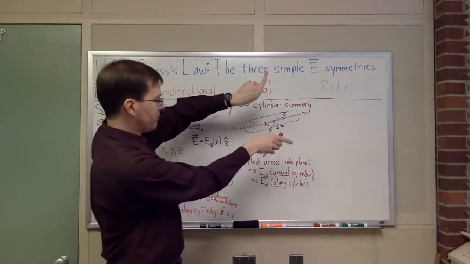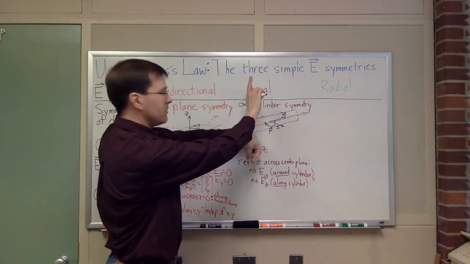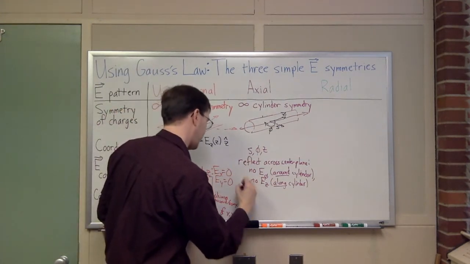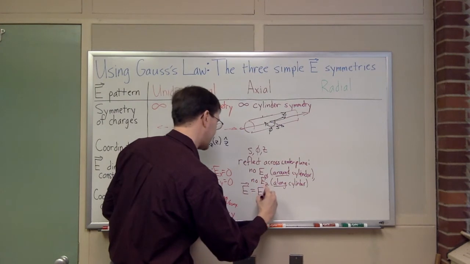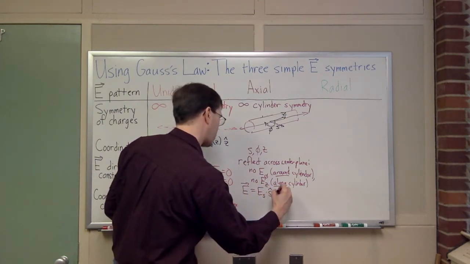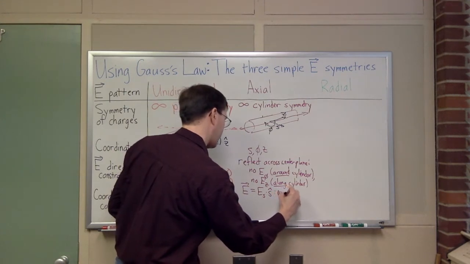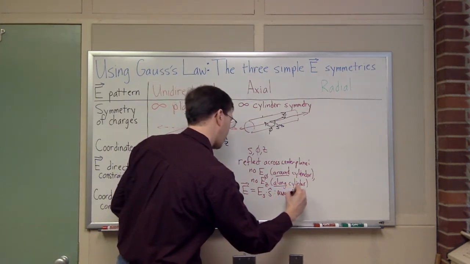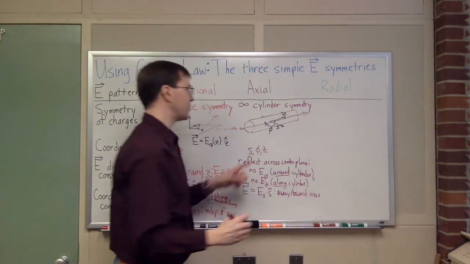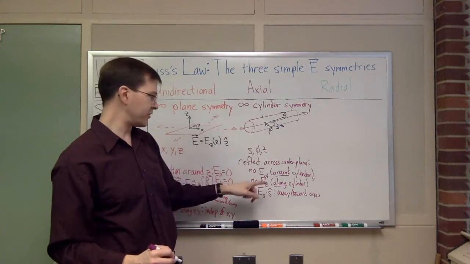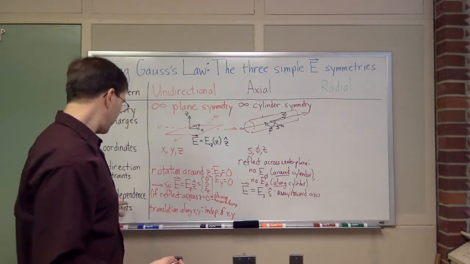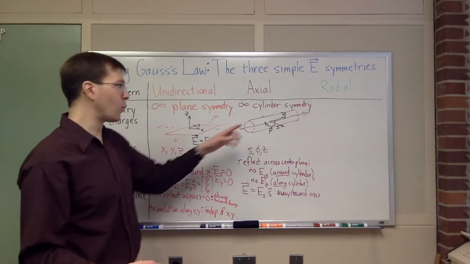If I reflect top to bottom, it'll look fine. So my electric field is only, I'll call it E sub s times s hat, away or toward the axis of the cylinder. And that's why we call it an axial symmetry, because the electric field only points toward or away from the axis. More than that, though, for coordinate dependence, how does this depend on where I am?